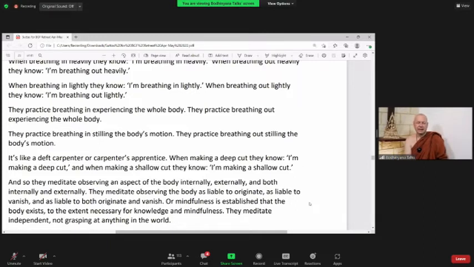And so they meditate observing an aspect of the body internally, externally, and both internally and externally. They meditate observing the body as liable to originate, as liable to vanish, as liable to both originate and vanish. Or mindfulness is established that the body exists to the extent necessary for knowledge and mindfulness. They meditate independent, not grasping at anything in the world.